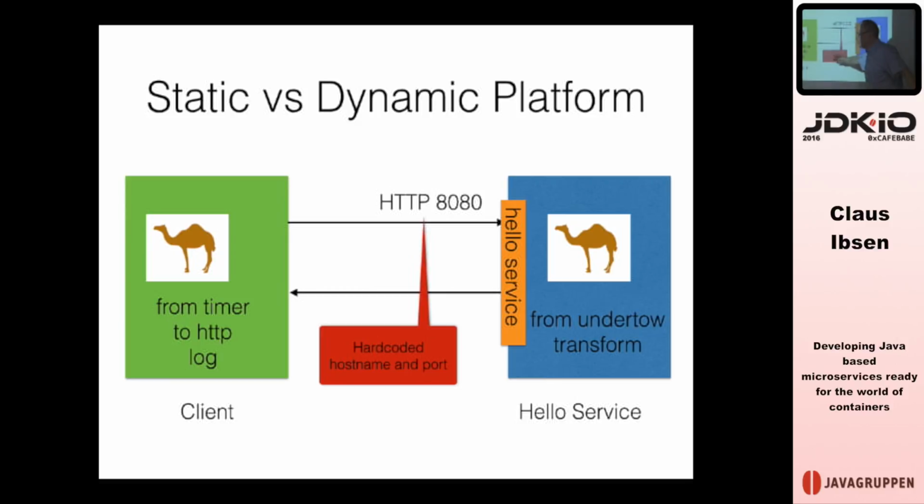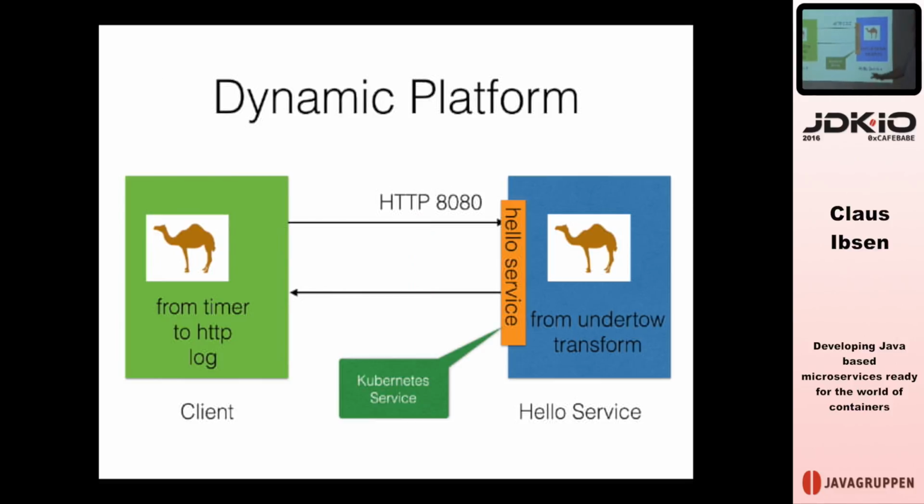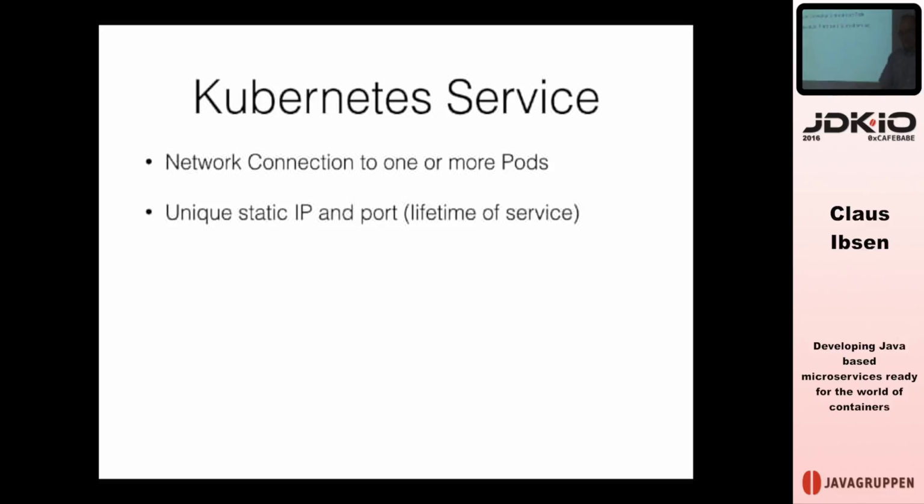So this is where we need to change something in the client, and we need to use a Kubernetes service as a client, and the application over here needs to expose it as a Kubernetes service. So there's something from the server side and also something for the client side. Let's take a look at that.